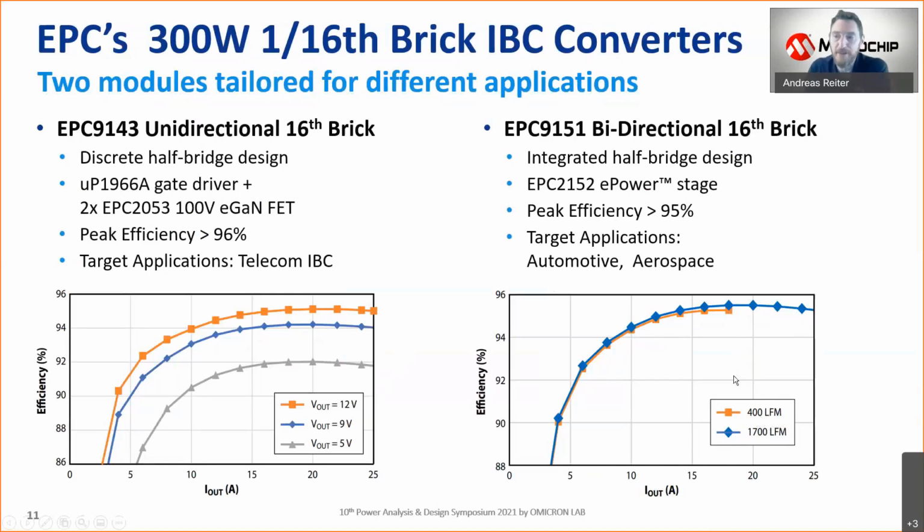0.3 of a percent. So the bidirectional converter is more targeting automotive and aerospace applications, where you usually don't push the envelope to the absolute maximum so hard, while in telecom, it's really all about the performance of the connected loads. So this is where the efficiency is more important, and there is no bidirectional power flow. So this is where the unidirectional 16th brick design is focused on.